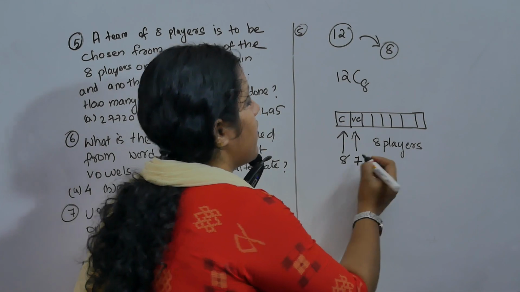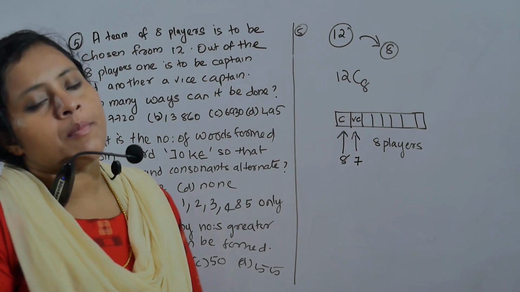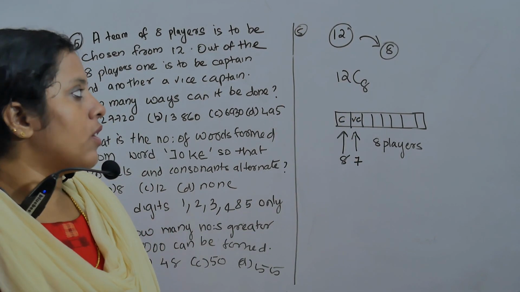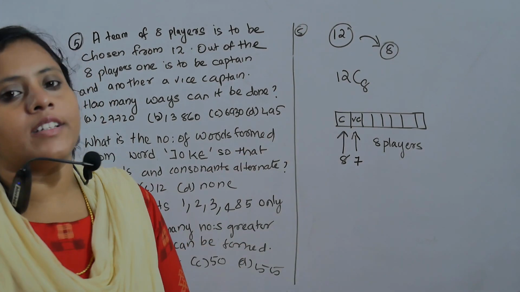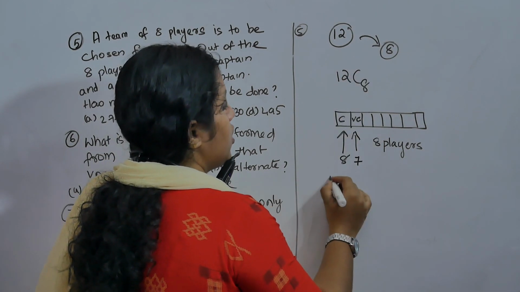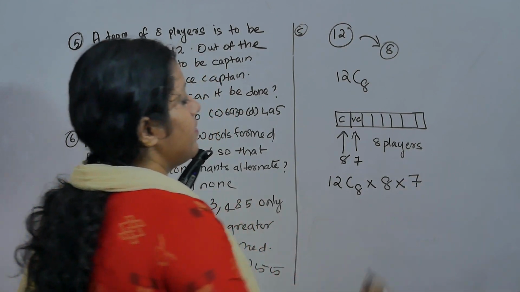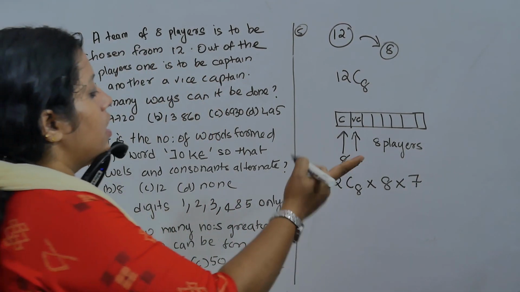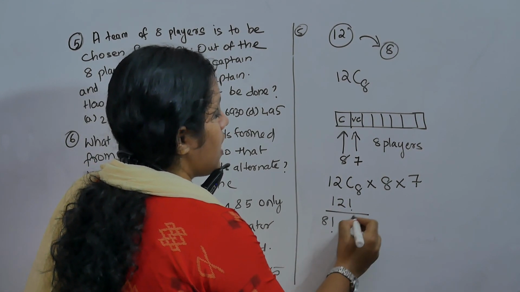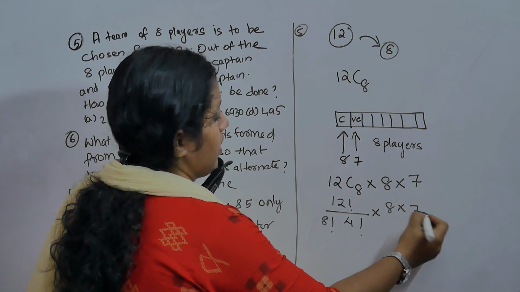So 7. Then remaining we need not check because they are not asking about that arrangement. They are only considered with captain and vice captain. So this and this together, that means this should happen and this should happen. So 12C8 into 8 into 7. Clear? So what is 12C8? That is 12 factorial by 8 factorial into 12 minus 8, 4 factorial, into 8 into 7.